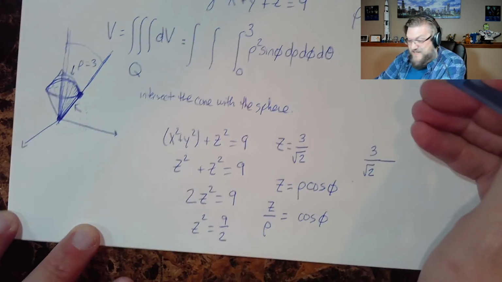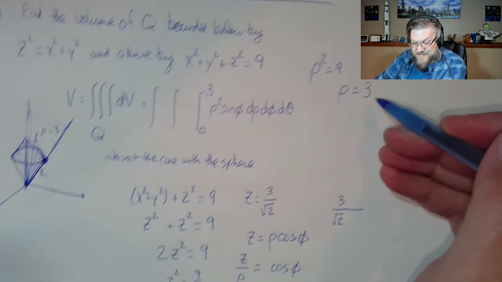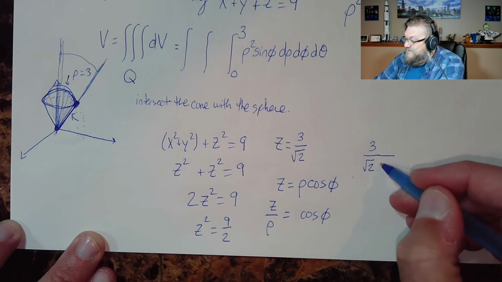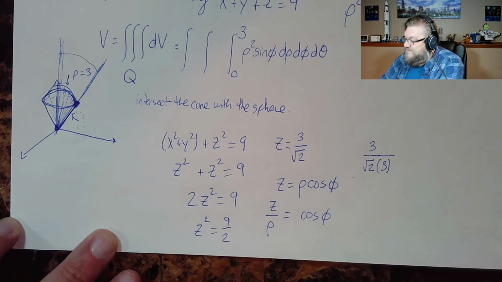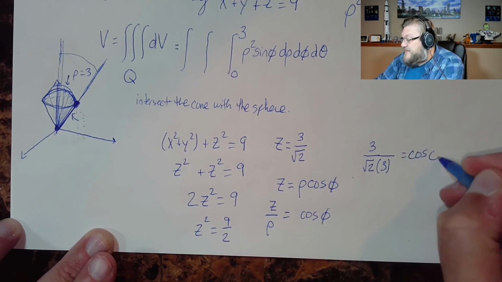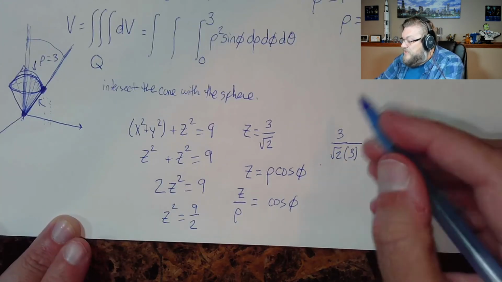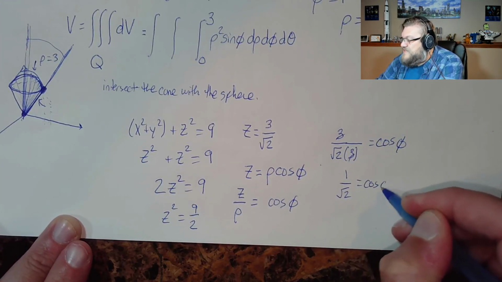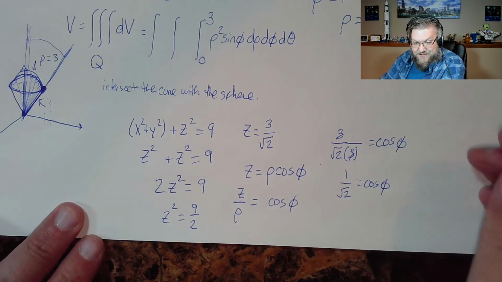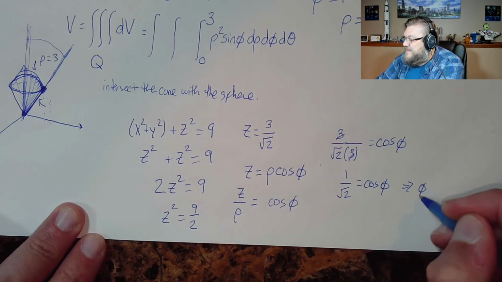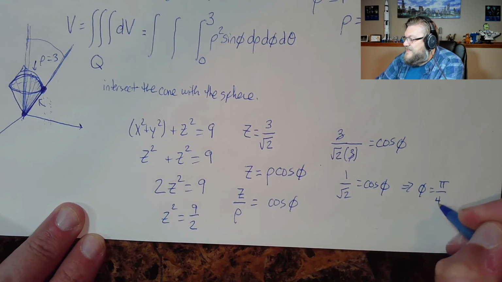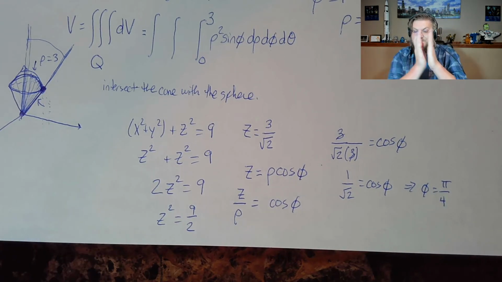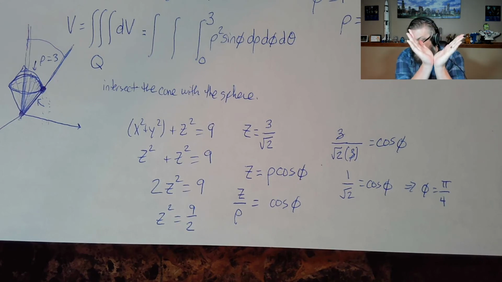Which means that rho is 3, and 3 over root 2 divided by 3 has to equal cosine of phi. But look, the 3's cancel, and I get 1 over root 2 equals cosine of phi. And taking the arc cosine implies that phi is pi over 4. This cone makes a 45-degree angle with vertical. And that is the value I needed.